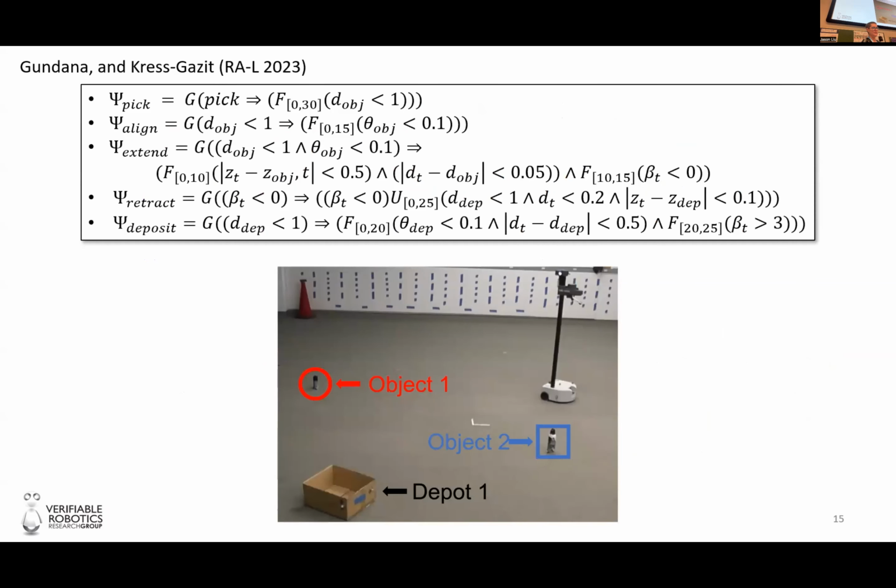I think I'm running a little bit late, so let me not go through this example. But this is an example of picking up an object and dropping it in one of the boxes that we did. And there's a bunch of things here.